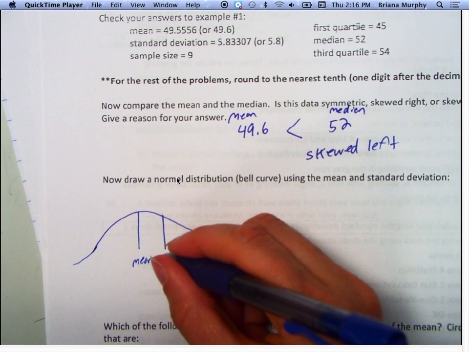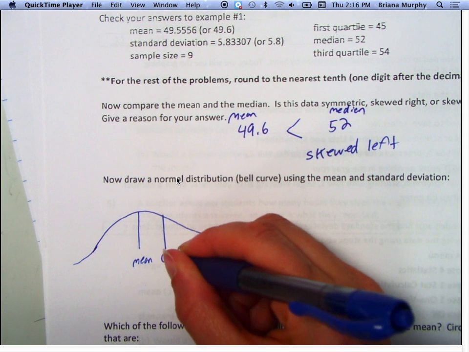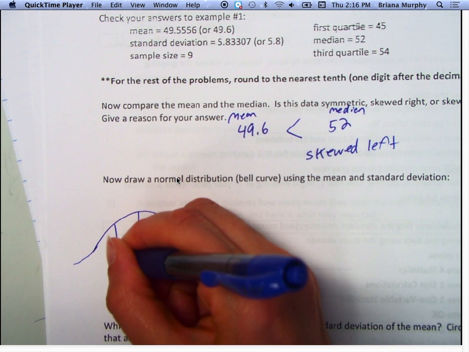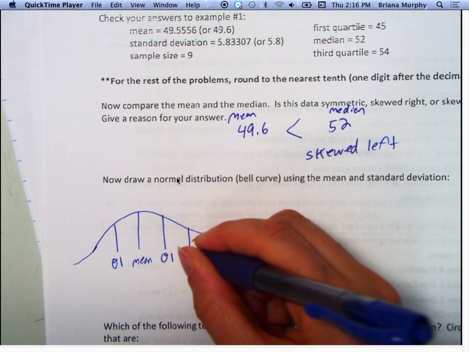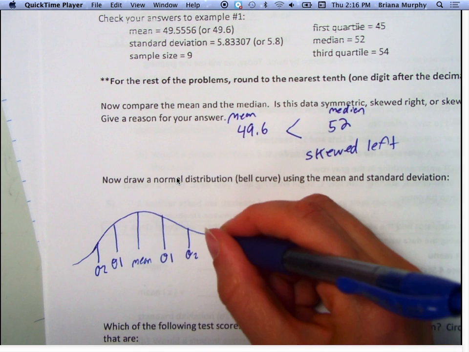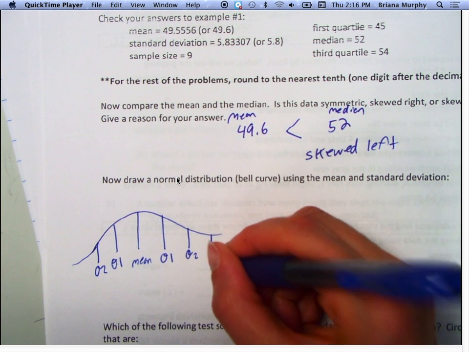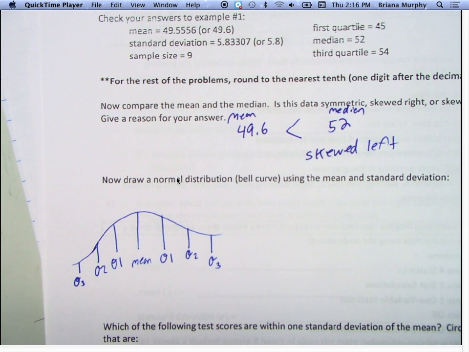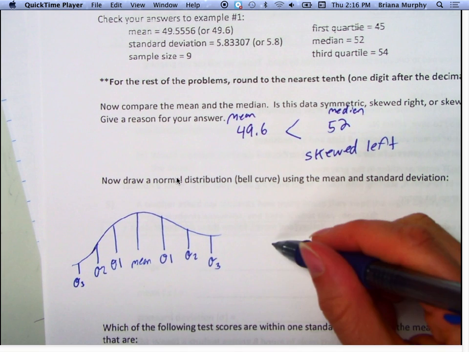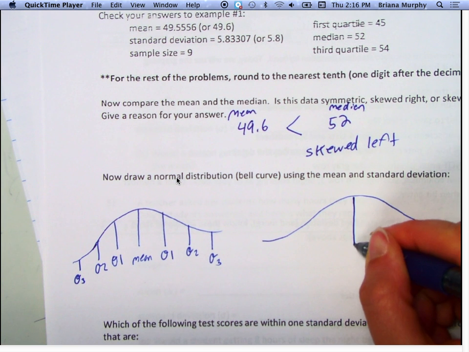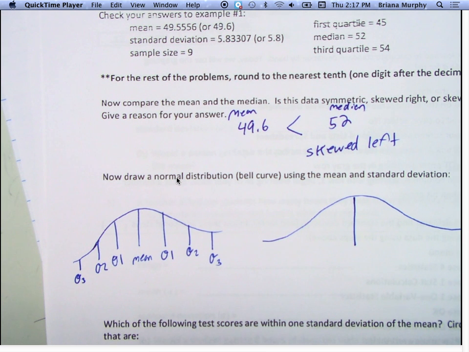I'm going to write this as standard deviation 1 on either side. Standard deviation 2 on either side. And standard deviation 3 on either side. Okay, now we're going to do it with actual numbers. We've got that bell curve, and we're going to put these actual numbers in. Okay, we ready for it?